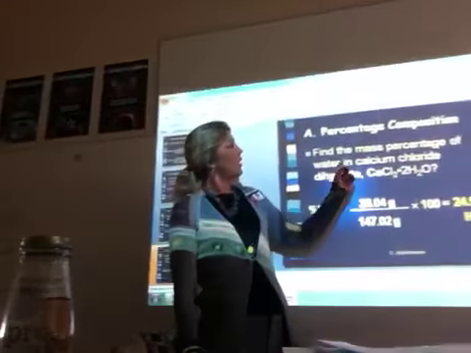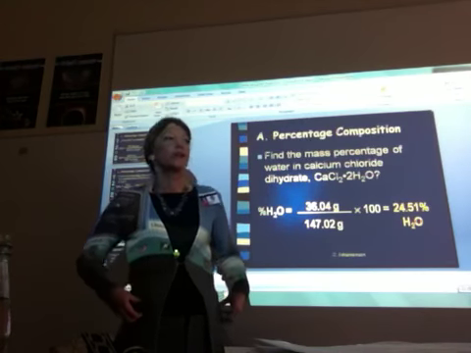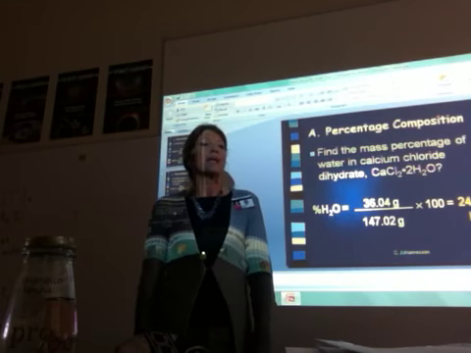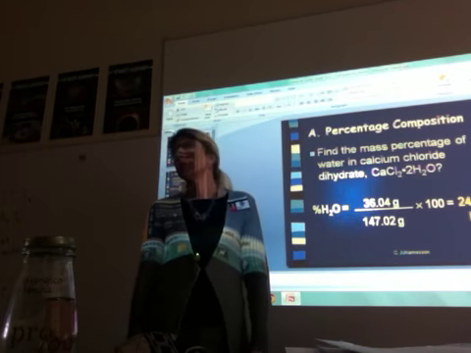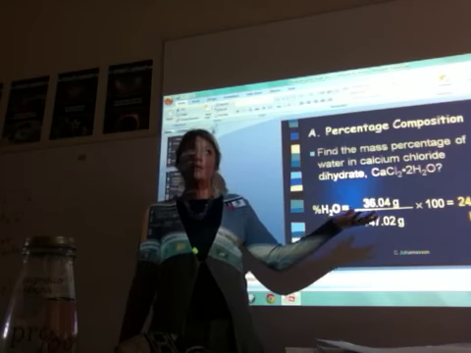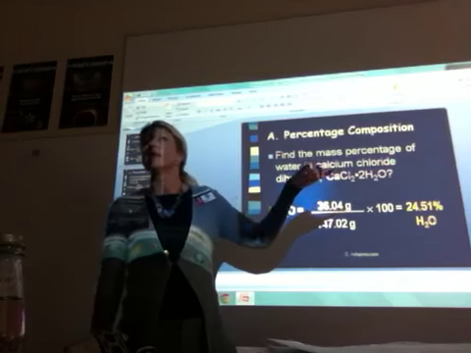Okay, to find the percent composition of water in calcium chloride, we call it a dihydrate. This is the formula for calcium chloride. I know it's ionic because there's a metal and a non-metal, so I know it's going to be a crystal lattice structure. Where did this 2 come from, just as a review?